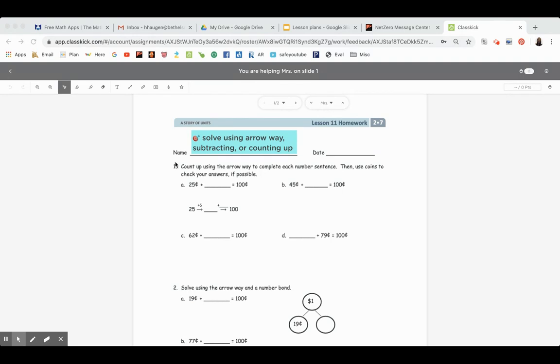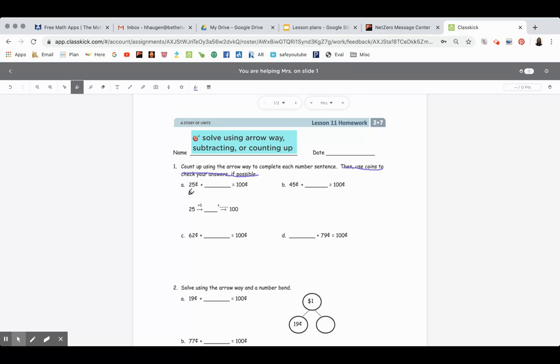Number 1 says, count up using the arrow way to complete each number sentence. Then use coins to check your answers if possible. So you don't have to worry about the coin part. However, if you want to use a different strategy than the arrow way, I'm okay with that too. For A, they give you an example of how to count up using the arrow way, and I think for a lot of you that's going to be the quickest way to do this.